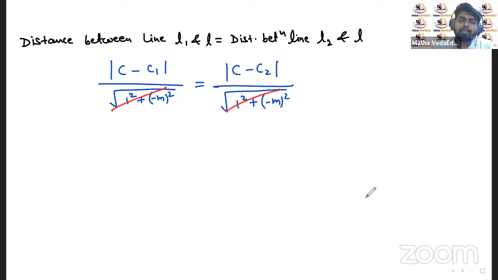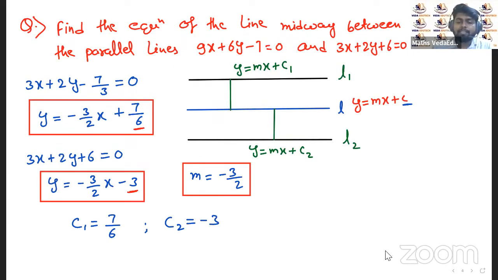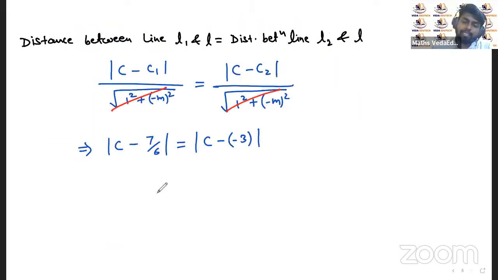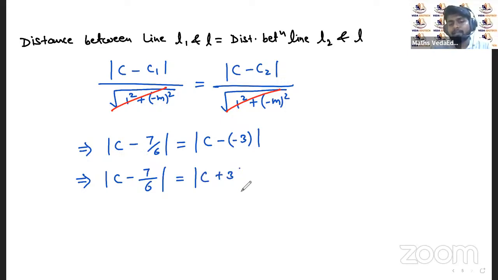Now, if we simplify it further, we'll get modulus of C minus C1. Now we can put the values of C1 and C2, that is 7 by 6. So C minus 7 by 6 equal to modulus of C minus, the C2 value is minus 3, so minus of minus 3. Now we can simplify it one more time: C minus 7 by 6, and the right hand side will become C plus 3. Minus of minus 3 will give you plus 3.